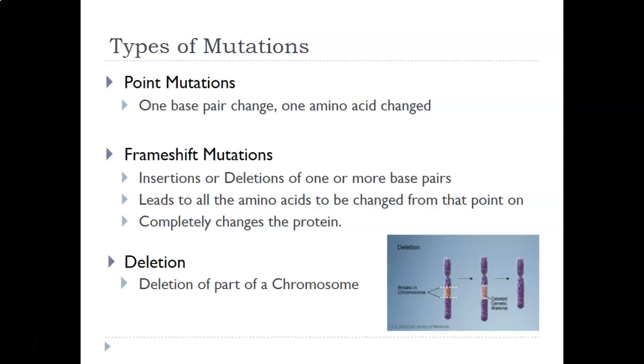Frameshift mutations are like insertions or deletions of one or more of the base pairs. So again, base pairs is synonymous with nucleotides. So if you delete or insert a single base pair somewhere, that means everything that comes after it is either moved up one or moved back one, right? Because you've inserted an extra letter or deleted a single letter out of the code that you had. So it means that all of the amino acids after that mutation have changed, and it completely changes the protein. It makes it something totally, totally different.